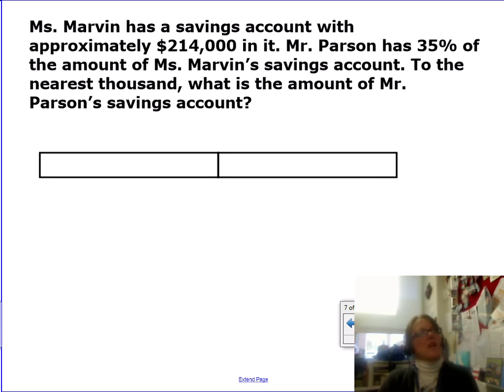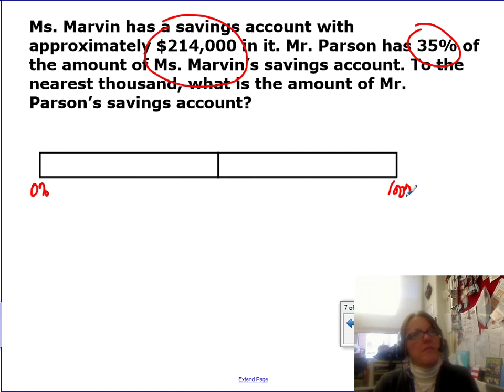Miss Marvin has a savings account with approximately $214,000 in it. Mr. Parson only has 35% of the amount of Miss Marvin's savings account. To the nearest thousand, what does Mr. Parson have in his savings account? Okay, now it's a little different. I'm given the percent, and I'm given one of the numbers, and I have to figure out the other one. Like here's 0%, there's 100%, 35% somewhere in this land.